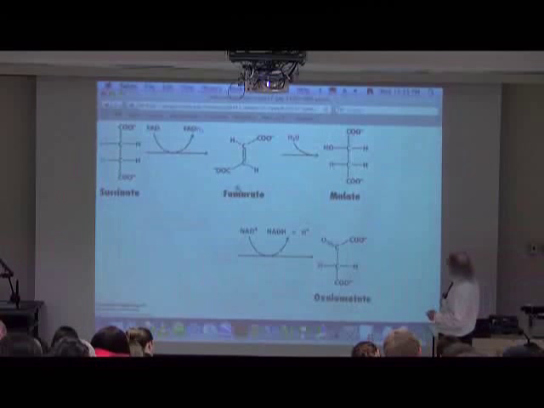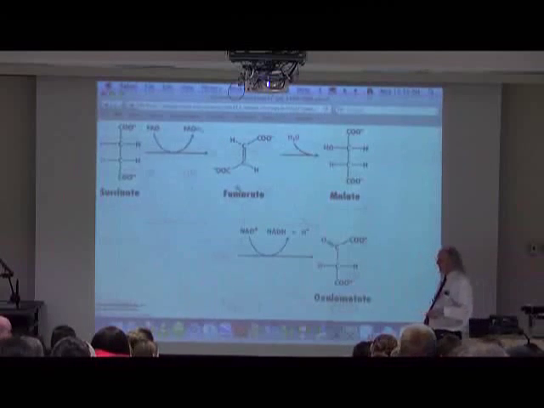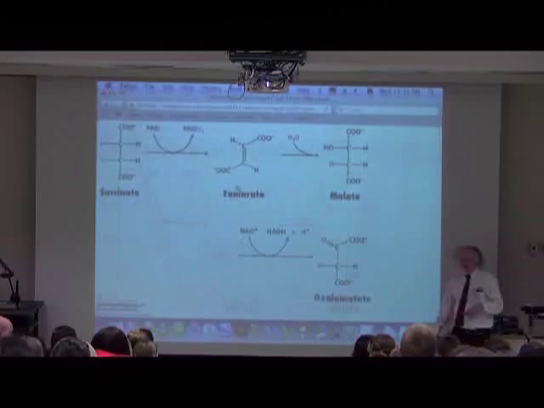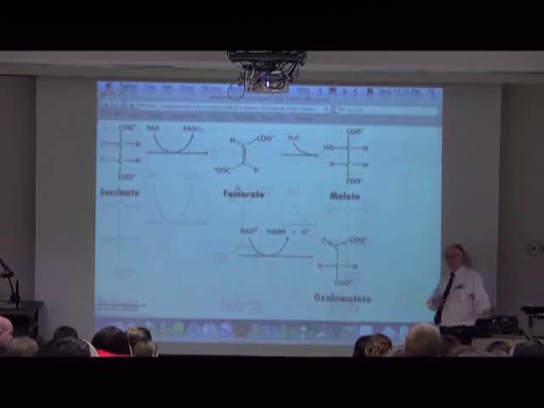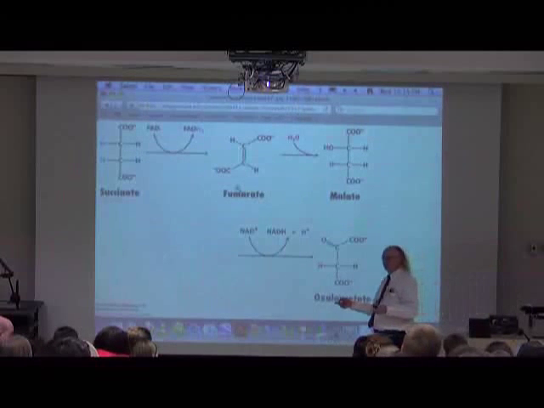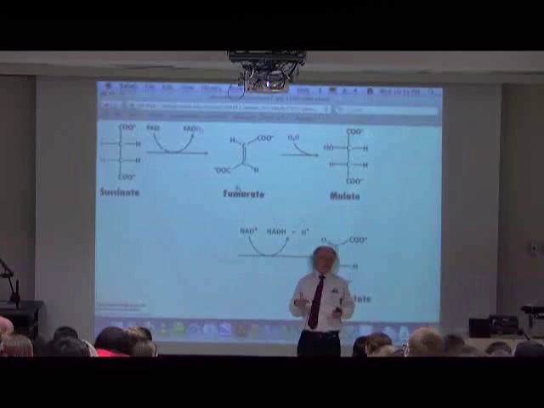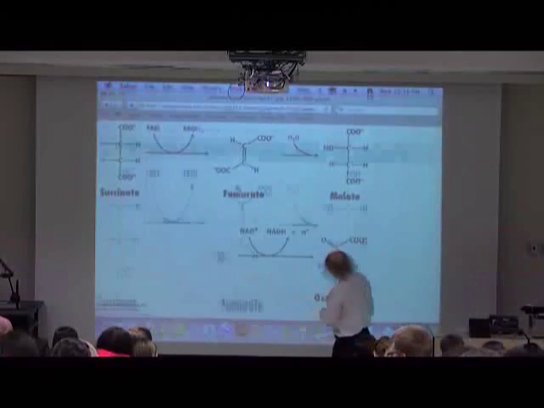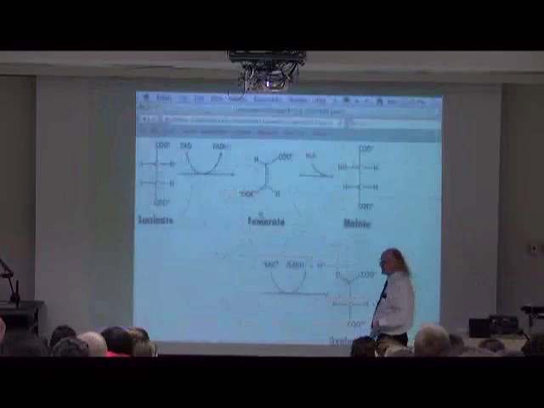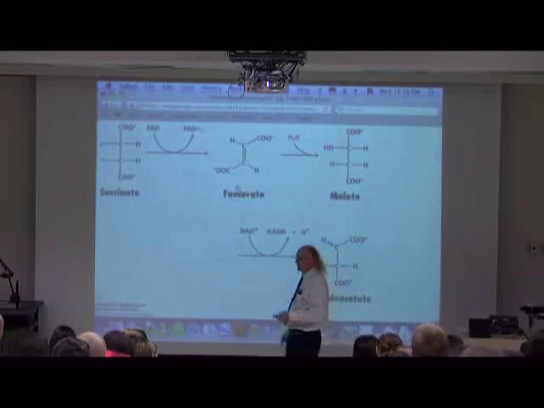Now, if we have a positive delta G0 prime going on here, that means if we didn't have anything else going on, we're not going to make much oxaloacetate. We're going to be going backwards. We don't want the cycle going backwards. We want the cycle going forwards. Now you think back to the citrate synthase reaction that had a very negative delta G0 prime, which means that it's taking away as much oxaloacetate as gets made, and that pulling is actually what keeps this reaction going forwards.